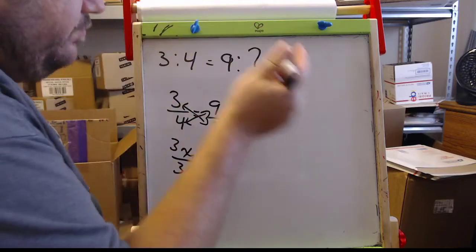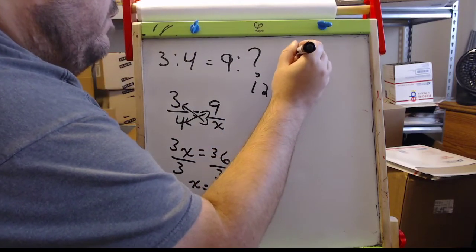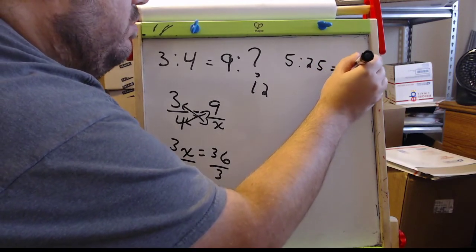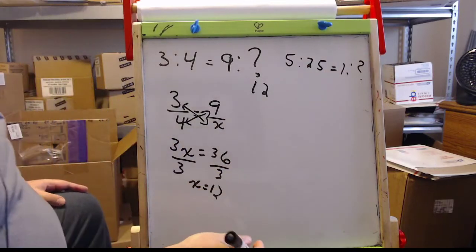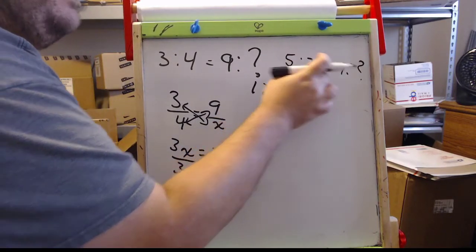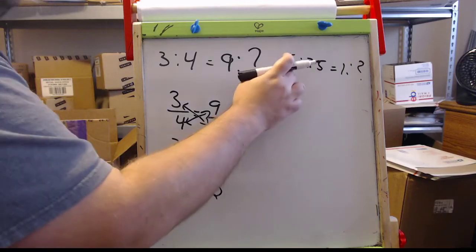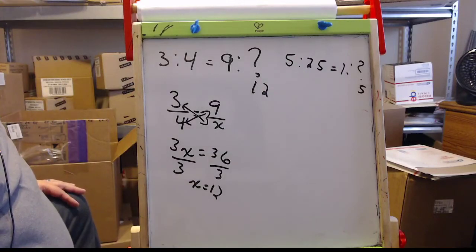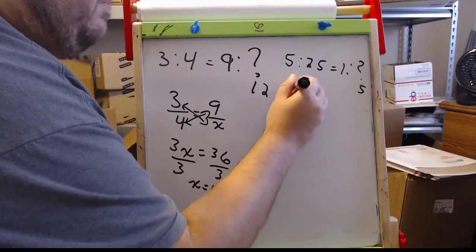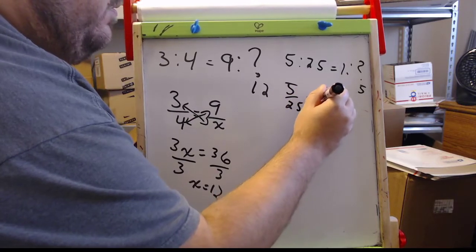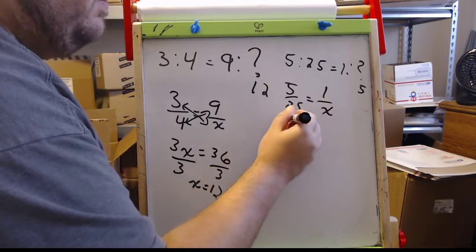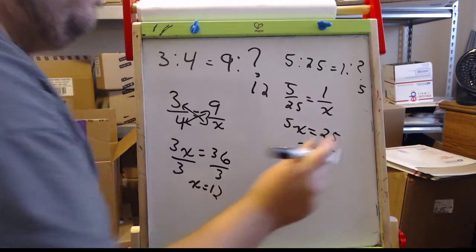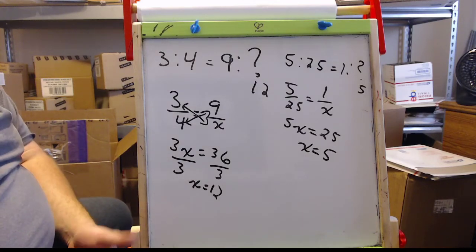We'll do another one. 5 to 25 is the same as 1 to what? Well, what divided by 5 gives me 1? 5 divided by 5 gives me 1, so 25 divided by 5 gives me 5. You could also set it up like a fraction: 1 over, I don't know the number. Cross multiply, 5x equals 25, and x equals 5. So that's essentially a ratio.